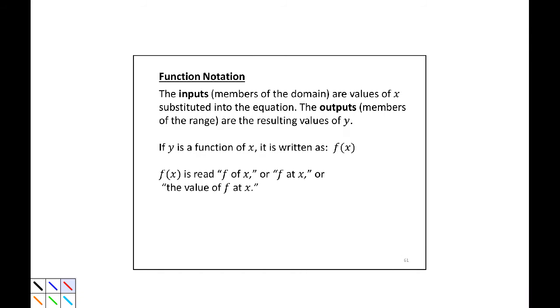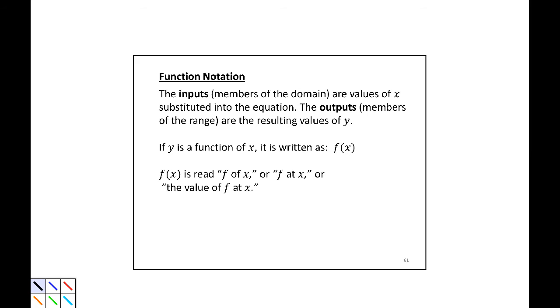To continue discussing functions, we need to talk about function notation. In function notation, the inputs, those are the members of the domain, this is why I called them inputs and outputs, are values of x substituted into the equation. The outputs, members of the range, are the resulting values of y. And if y is a function of x, it is written as f of x.